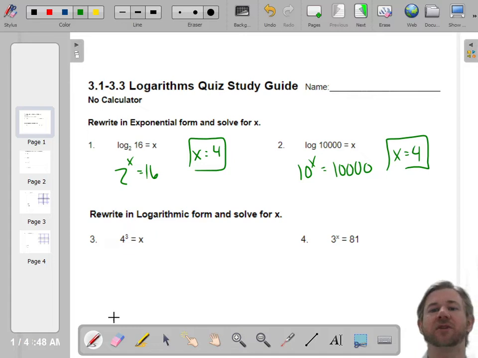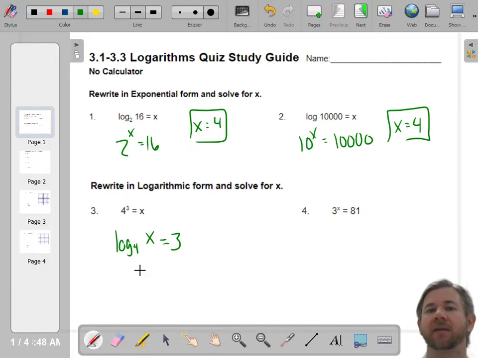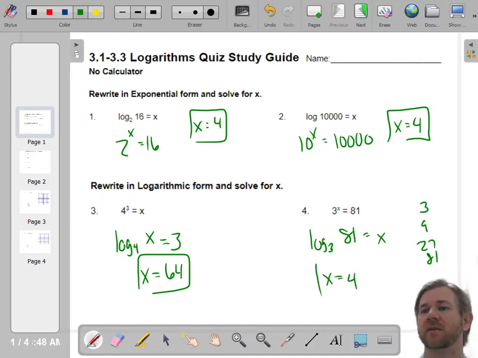Going the other way, I think it's a little trickier. So we're going to start with, it is a base 4 logarithm. The base of the exponent is the base of the logarithm. 4 to the power of 3 equals x. And 4 times 4 is 16, 16 times 4 is 64. 4 to the 3rd is 64. The base 3 log of x equals 81: 3 to the x equals 81. 3 to the 4th is 81.